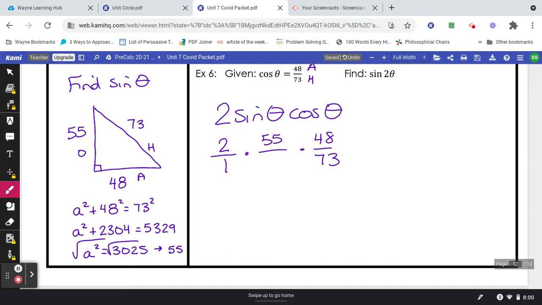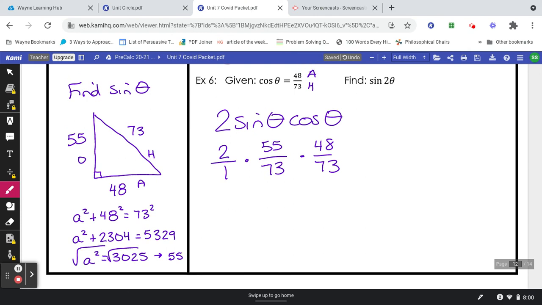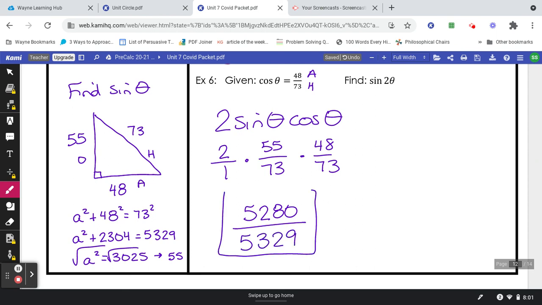So 55, sine is going to be O, so 55 over H, 73. All the numbers that we're dealing with in these problems should turn out to be perfect squares, so you shouldn't have to deal with any square roots. Then we multiply all the way across. 2 times 55 times 48 gets me 5,280. And 1 times 73 times 73 gets 5,329. There's your final answer.